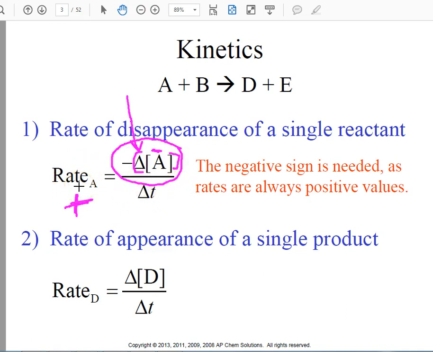You can also talk about the rate of appearance of a product, and it works the same way. The only difference is you don't need a negative sign because your change for any product is going to be positive, if we assume, which we will when we're talking about kinetics, that our reaction is moving forward. So the concentration change of your product divided by the time over which that occurred would be the rate of that product in the reaction. And again, your rates are always positive. When you're talking about a reactant, the change in concentration is negative, so we have that negative sign so that the rate comes out to be positive overall.